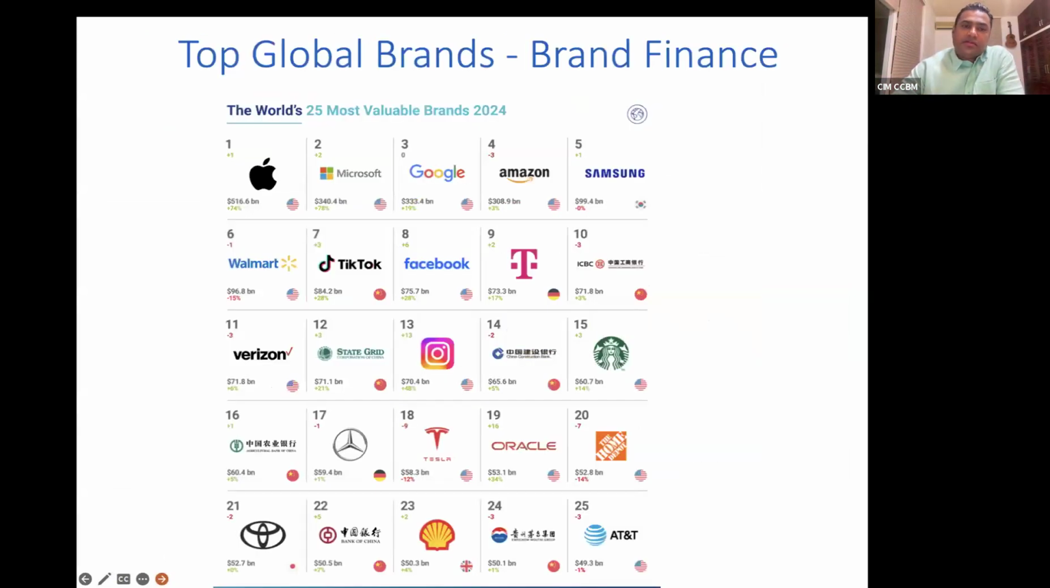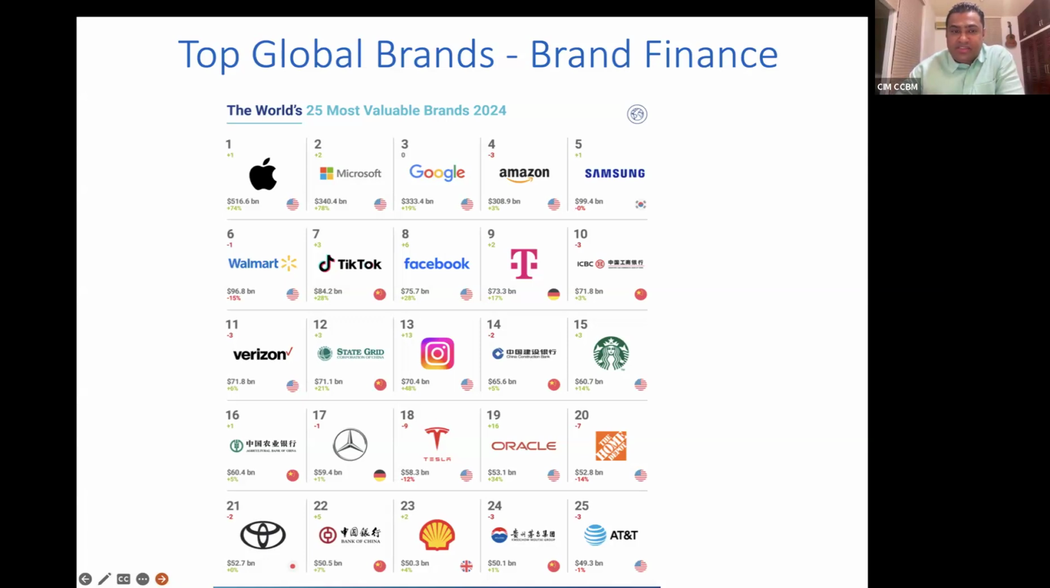Look at the most valued brands according to Brand Finance. Apple is at number 1. Look at the equity of the brand: $516 billion and growing year on year. Number 2 is Microsoft, 3 is Google, 4 Amazon, 5 Samsung. And you can see the US dominant brands here, but increasingly you can see Chinese brands today making it to the top 20. How many Chinese brands?